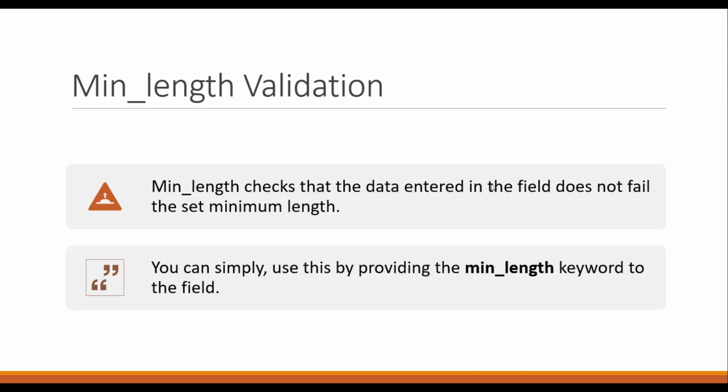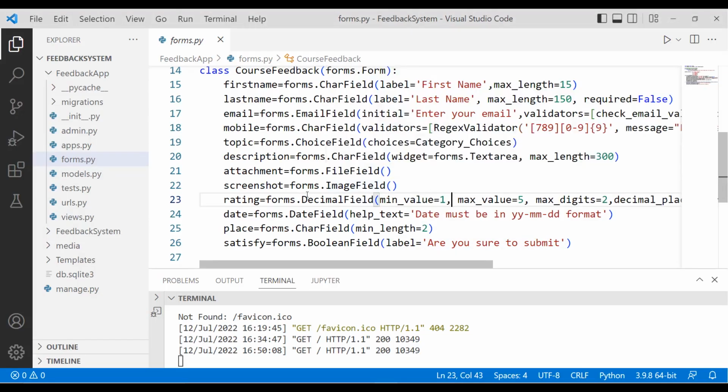Basically the minimum length validation is a character field validation attribute, and it checks that the data entered in the field does not fall short of the set minimum length. If you want to use it, you simply pass the minimum length keyword to the field. So I will show you an example so you get a clear idea regarding this. So here I open my form course feedback and I make changes this time in the place field. Here you can see that I create a field with the name place, and it is a forms.CharField class. Here I pass a minimum length keyword argument and I set its value to 2. So this sets the minimum length to 2.